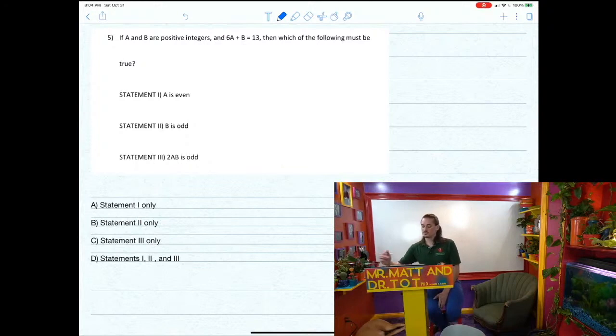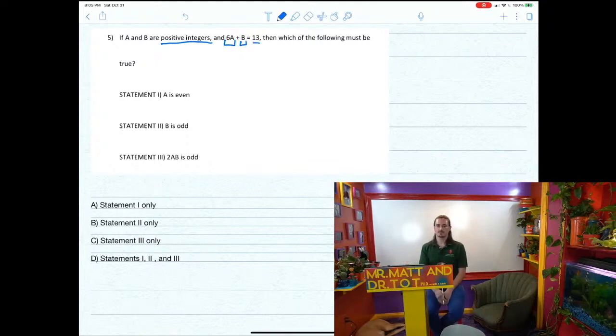Okay, so question number 5. We can solve this, again, either using substitution or solving conceptually. If we solve using substitution, first of all, A and B have to be positive integers, so they have to be greater than 0 and they have to be whole numbers. And 6 times A plus B is equal to 13.